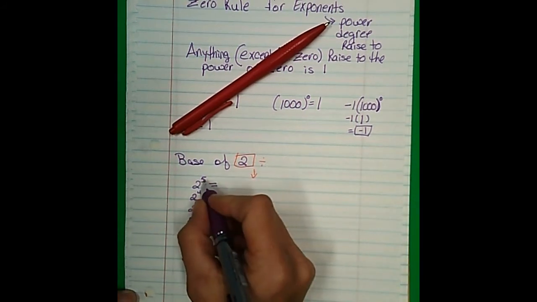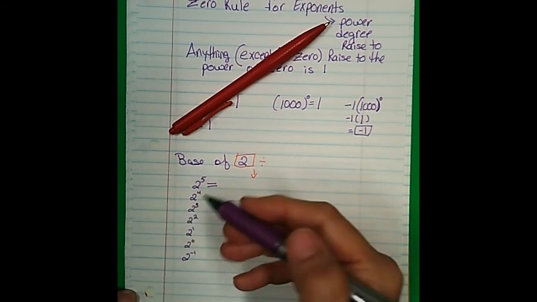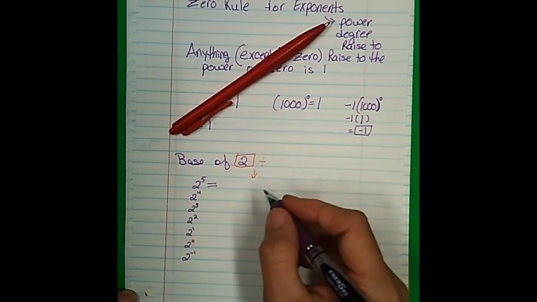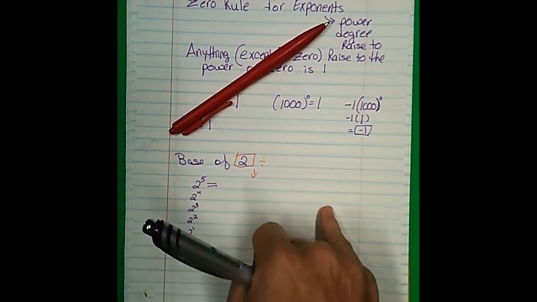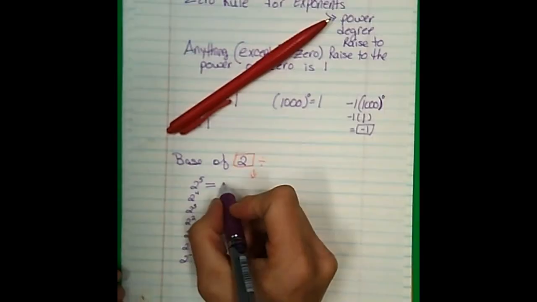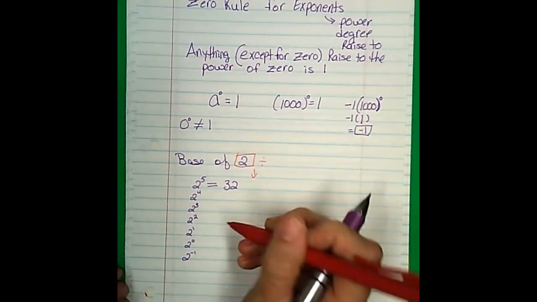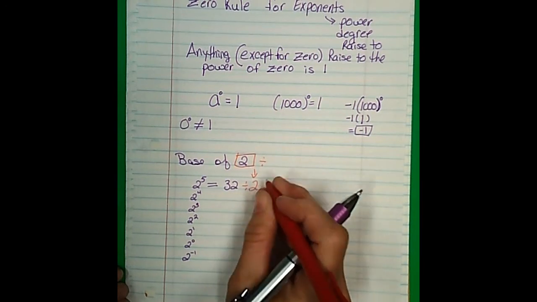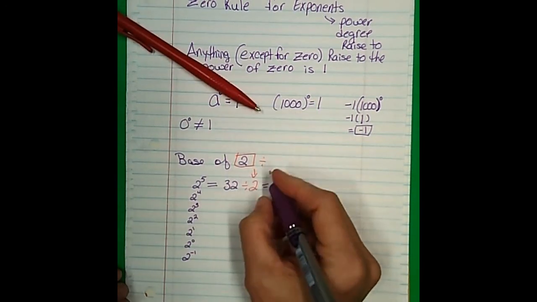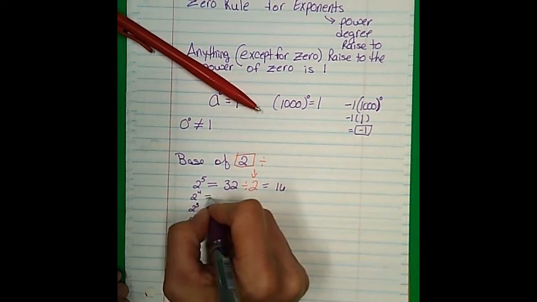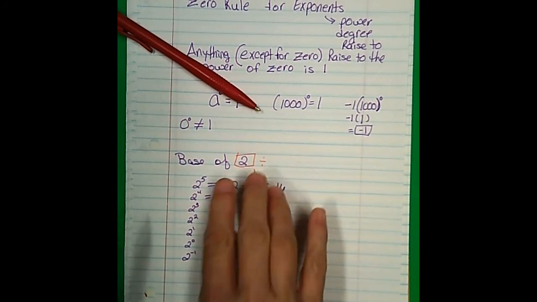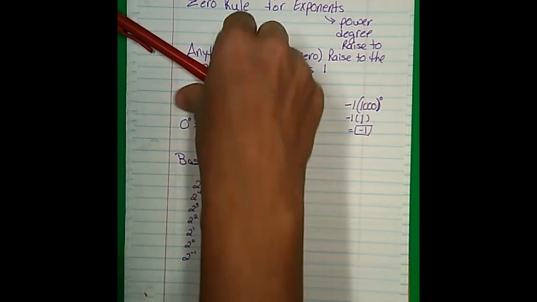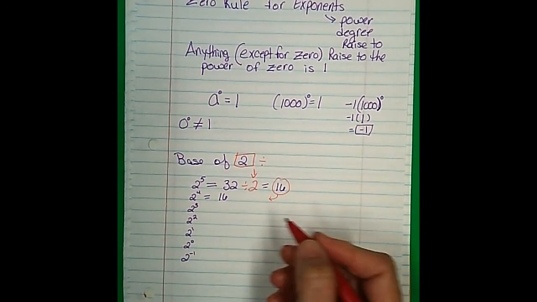So 2 to the 5th is the same as saying 2 times itself 5 times. So I know that 2 times 2 is 4, times 2 is 8, times 2 is 16, times 2 is 32. So that's 32. But I'm going to divide it by 2 because 2 is my base. And what does that give me? 16. Well, 2 to the 4th is 2 times 2 is 4, times 2 is 8, times 2 is 16. It's 16. Oh, wow, look, we got it right here. Right? So that's true. 2 to the 4th is 16.